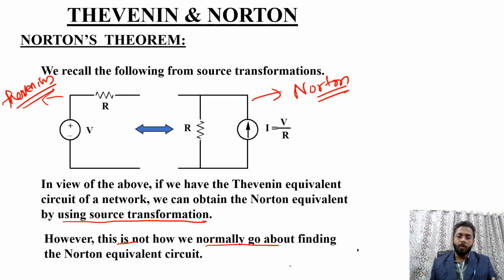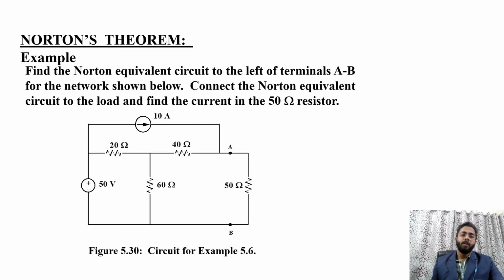However, this is not Norton. We normally go about finding the Norton equivalent circuit. Actually, we are doing the actual calculation of the Norton circuit. So now, based on Norton's theorem, there is one question. We have to find the Norton equivalent circuit to the left of the terminals A and B.